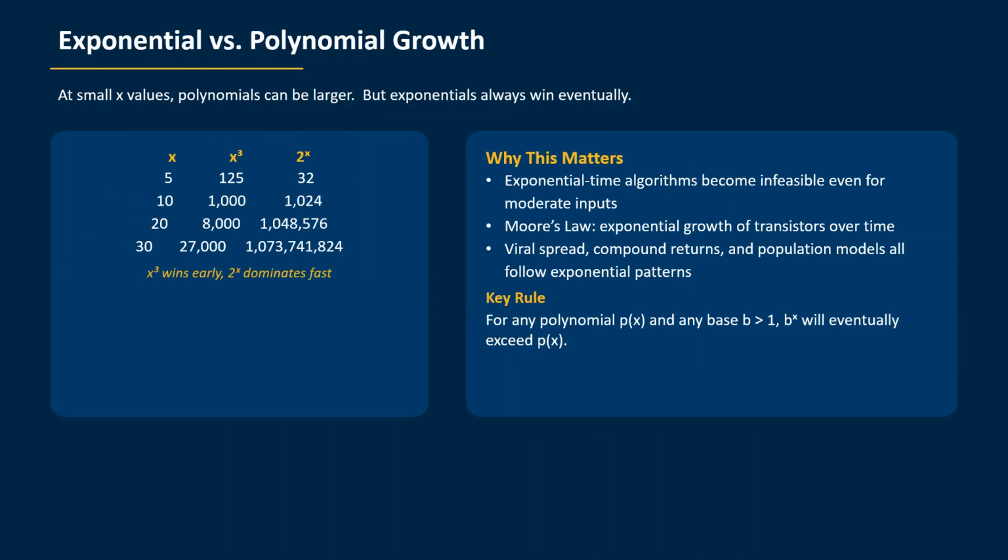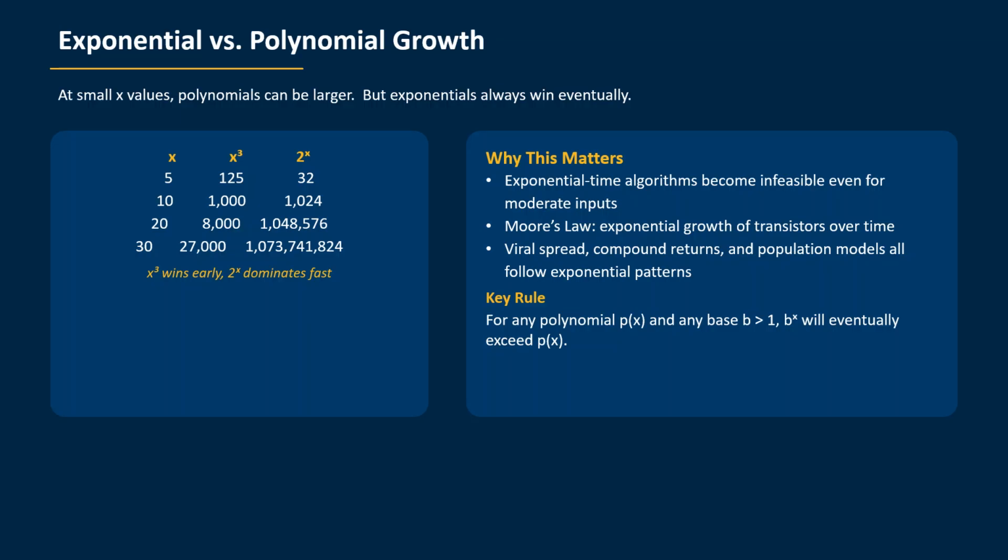This slide highlights a crucial comparison between polynomial and exponential growth. While polynomial functions like x cubed grow quickly, exponential functions like 2 to the x eventually overtake them by enormous margins. Consider the values side by side. At x equals 5, x cubed gives 125, while 2 to the 5 gives just 32, so the polynomial is actually larger. At x equals 10, x cubed gives 1000, while 2 to the 10 gives 1024, and they are roughly equal.